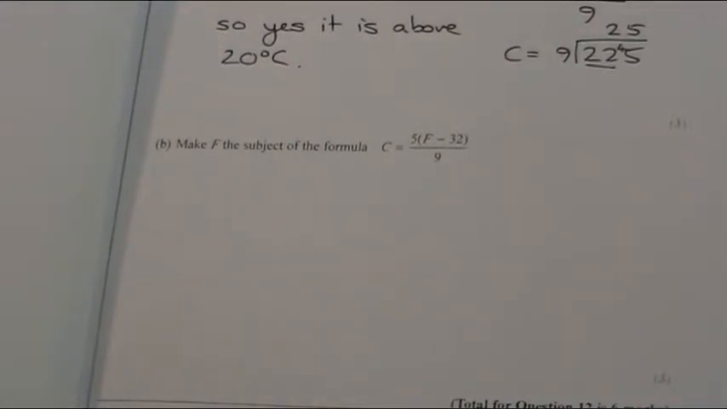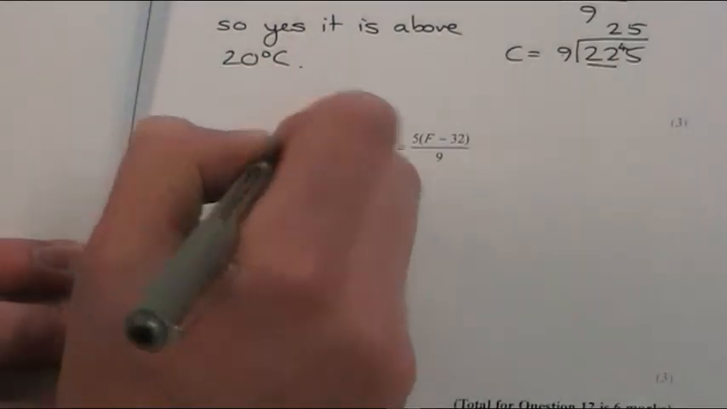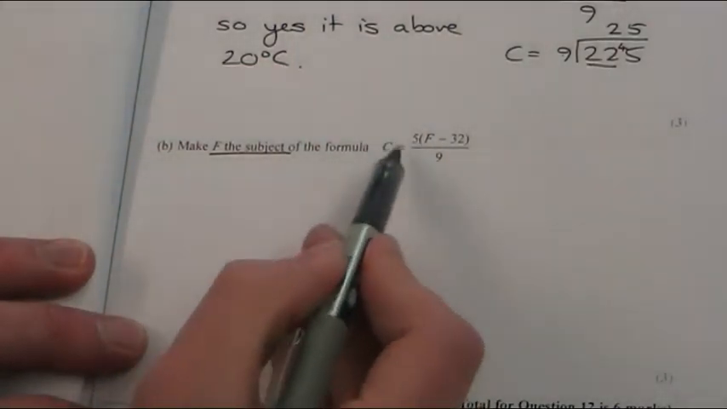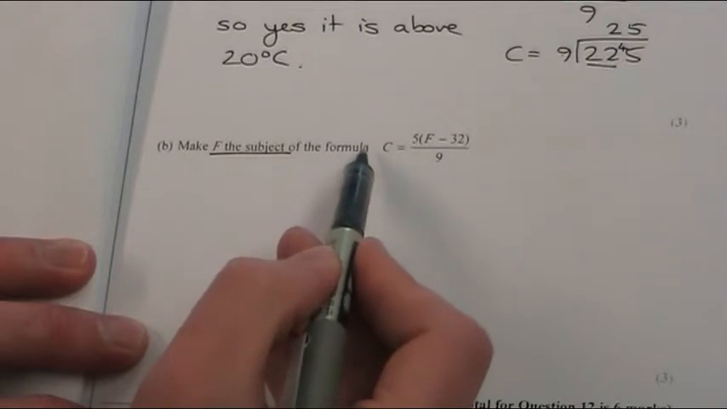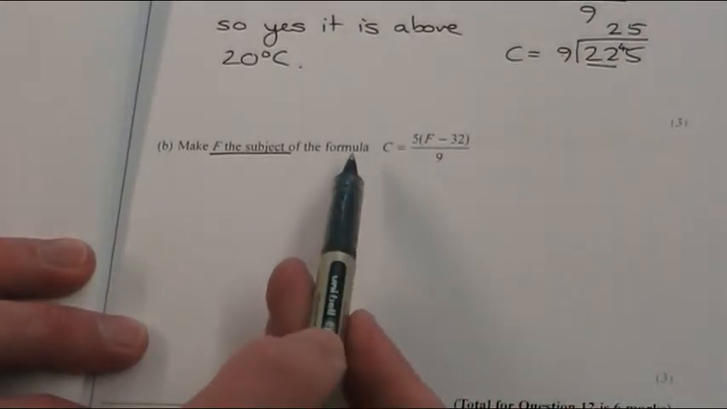12 part B, we're asked to rearrange this formula to make f the subject. And what we mean by the subject is, at the moment, it's C, the bit on its own. So we need to move everything around, so instead of a C, there's an F.